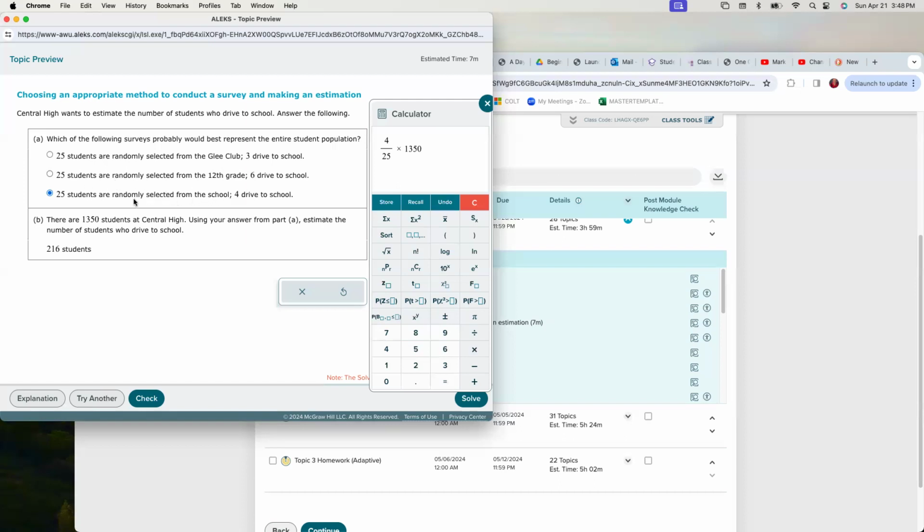Whereas this other one here, that third option, doesn't focus on any school or any particular group within the school. It focuses on the possibility of selecting each student. Okay, so that's where this comes from.